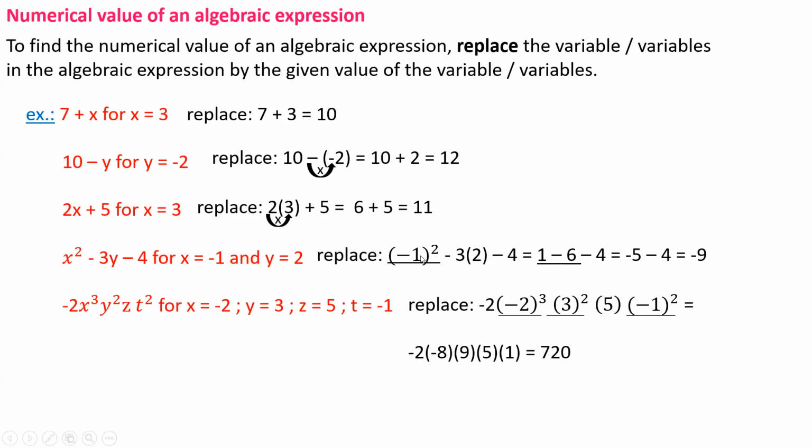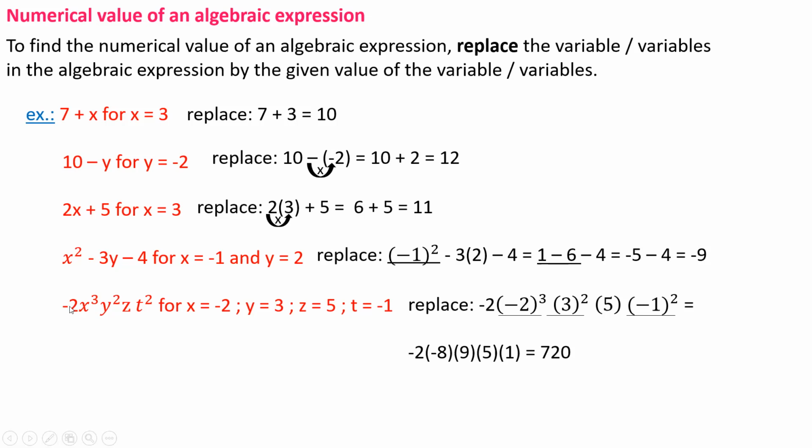Minus 1 squared means minus 1 times minus 1, which is 1. Negative 3 times 2 is negative 6, and we write negative 4. Now we start calculation from left following PEMDAS. 1 minus 6 is minus 5, minus 4, so the answer is minus 9. We get it using our calculator.